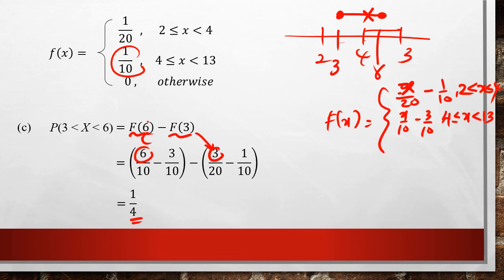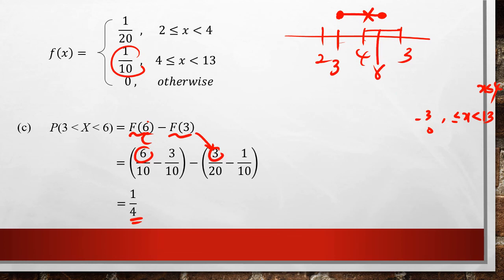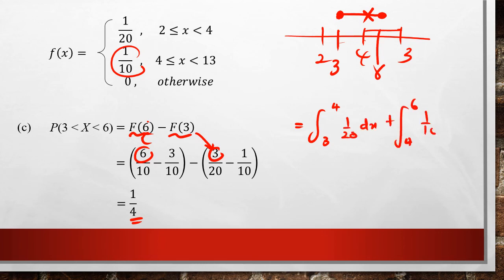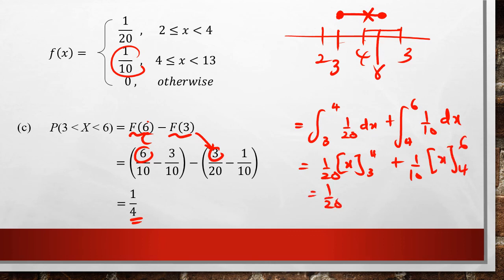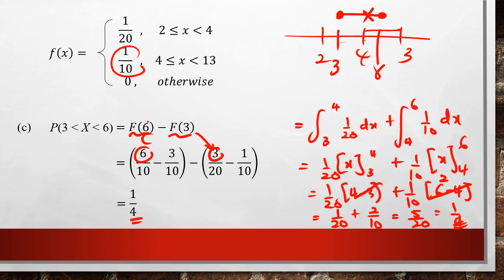So we can use the integration, we can use the PDF that we found at part B. So let's check whether it will be the same answer or not. It should be the same, no? So if you use the PDF, it means that it will be integrating from 3 to 4 of 1 over 20 with respect to x plus 4 to 6 of 1 over 10 with respect to x. So here we get 1 over 20 of x from 3 to 4, plus 1 over 10 of x from 4 to 6. So you get 1 over 20 of 4 minus 3 plus 1 over 10 of 6 minus 4. Here is 2, so 2 over 10, so this is 1 over 20 plus 2 over 10 will be 5 over 20, which is equal to 1 over 4. So the answer will be the same.